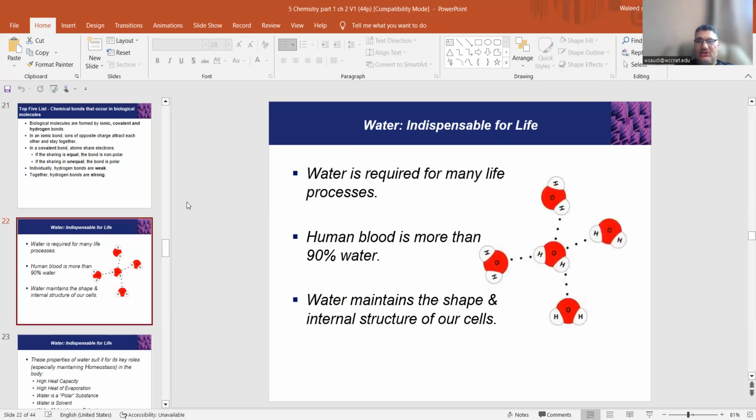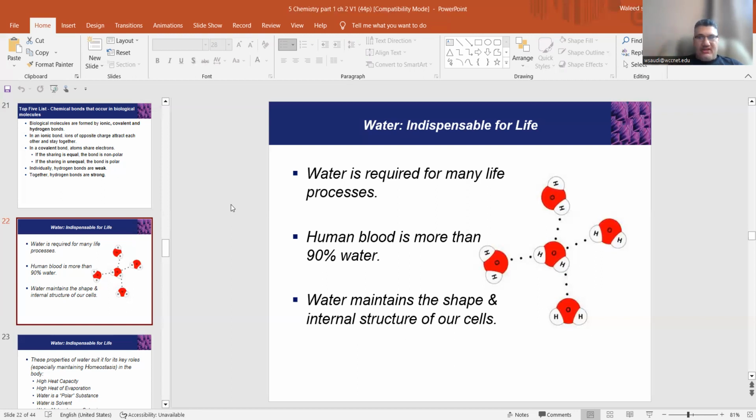So if you look at this picture right here, going a little bit more into it: water is required for many life processes. What does it mean? It means water is actually the major component of our body. More than half of our body is water. More in males, but generally speaking, it's the major part.